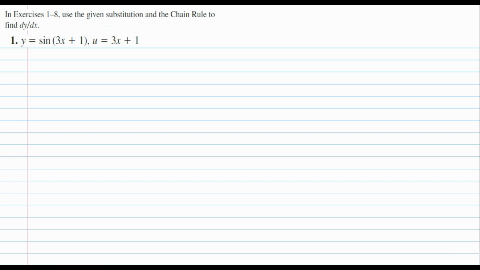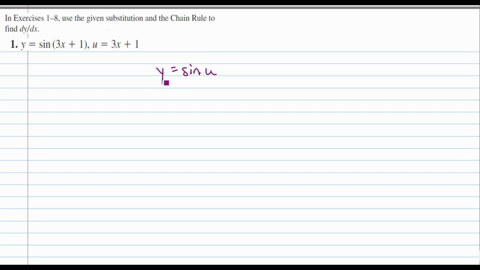So now try problem number 1 says use the given substitution and the chain rule, so they're giving you a clue, to find dy dx. They also told you what the inside function of this composition is. The inside is 3x plus 1, the outside is the sine of x. So off to the side, how this will work, we have y equals the sine of u. So now to take the derivative of y, dy dx, which is what the problem is asking for, is going to equal, okay, the derivative of sine is cosine of u times the derivative of u, so du dx.